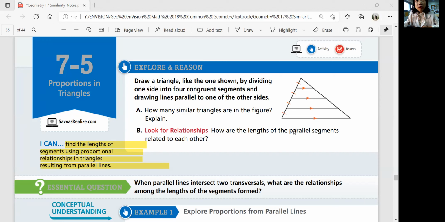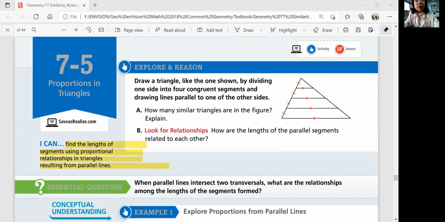So let's look at explore and reason. Draw a triangle like the one shown, and then divide one side into 4 congruent segments and draw lines parallel to one of the other sides. So you're going to divide the side on the left into 4 congruent segments by drawing parallel lines that are parallel to the base side on the bottom.